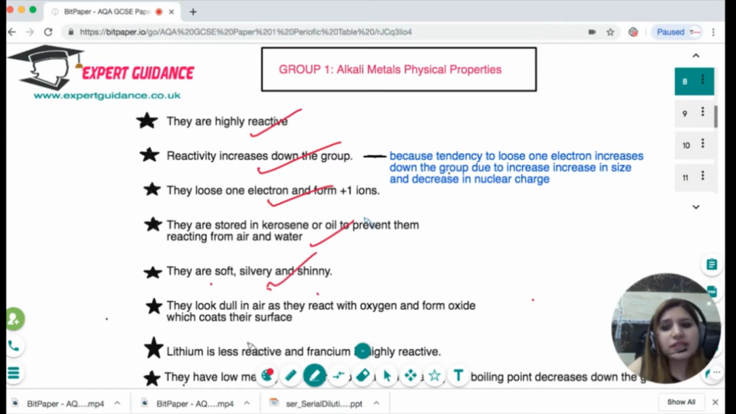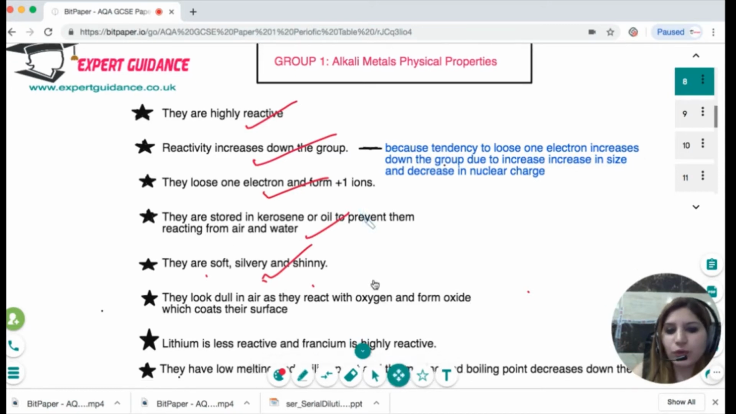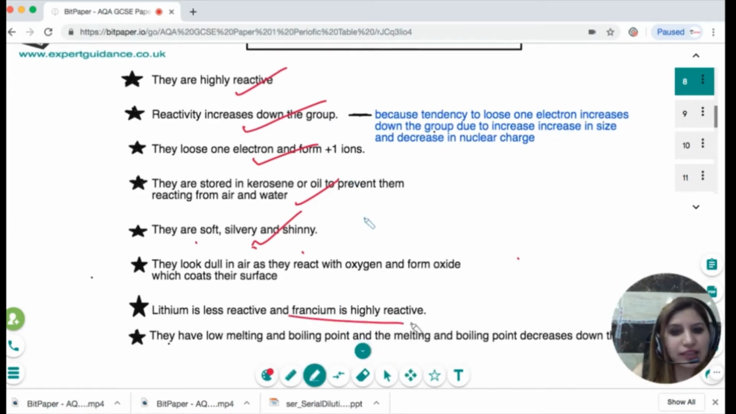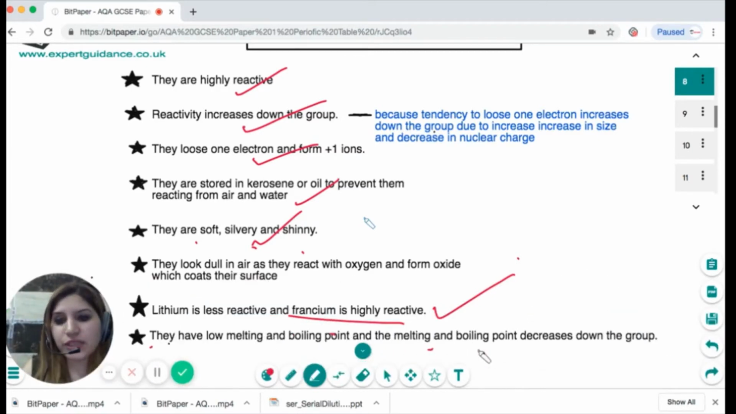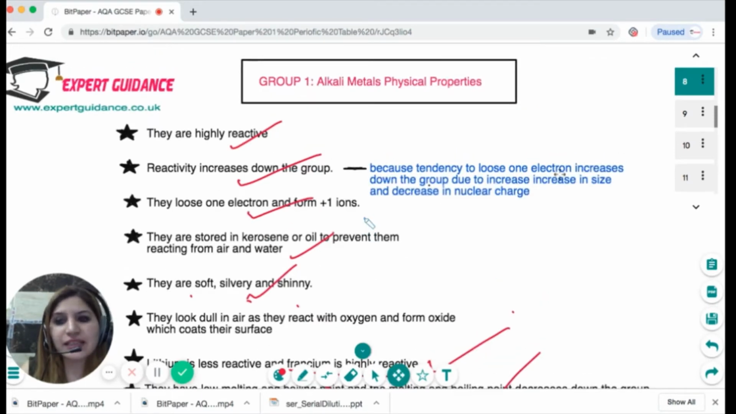But you must have seen that the metals at times look dull. The reason is that they react with oxygen in the air as they're too reactive, and form a layer of oxide on the surface, and that oxide gives them a tarnished appearance. I've already told you that lithium is less reactive and francium is highly reactive. They have low melting and boiling points, and the melting and boiling points decrease down the group. Okay, so I hope these physical properties are clear to you.